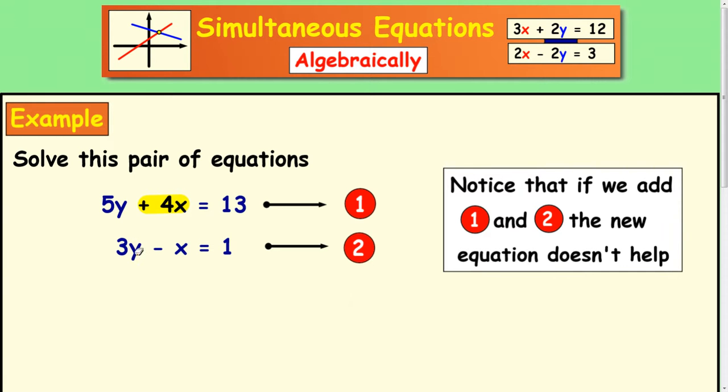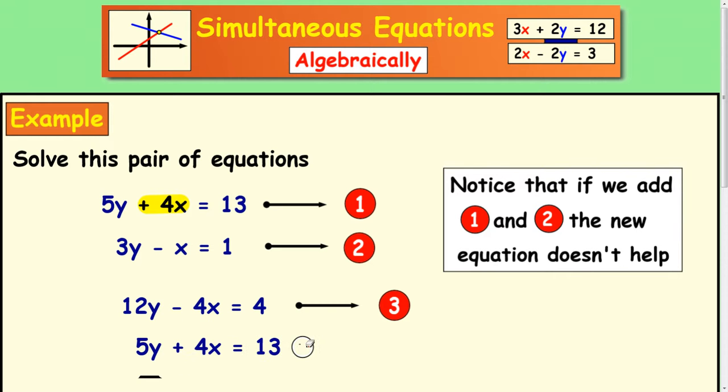So 3y multiplied by 4 is going to give you 12y. Negative x multiplied by 4 is negative 4x. And 1 times 4 is 4. What we tend to do is we call this equation 3 because it's a new equation. And then we want to deal with this top equation and this bottom one here. So we bring the top one down below and rewrite it, and we call that equation 4. That's just taking the 5y and the 4x and the 13 and rewriting it again.